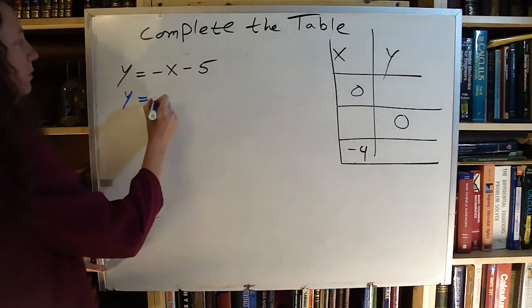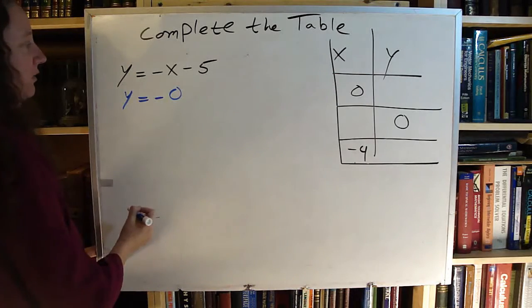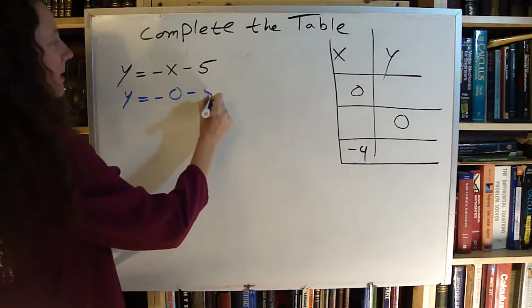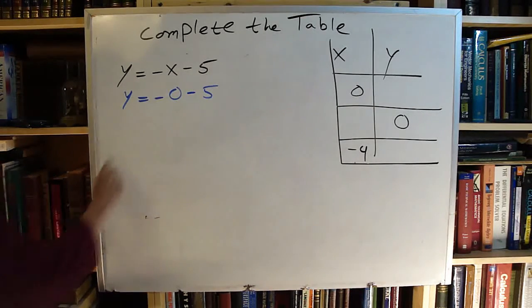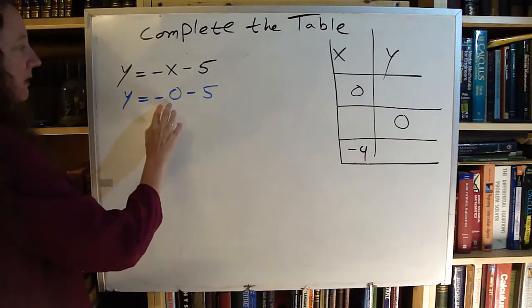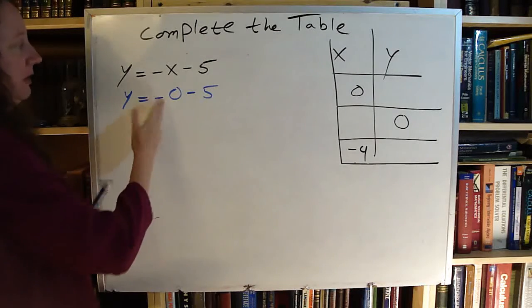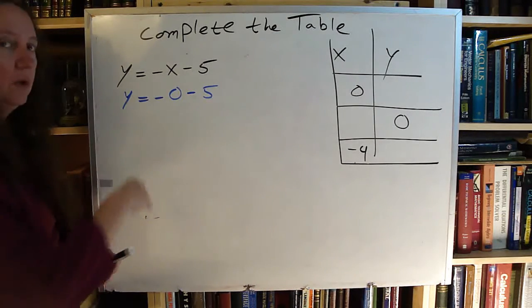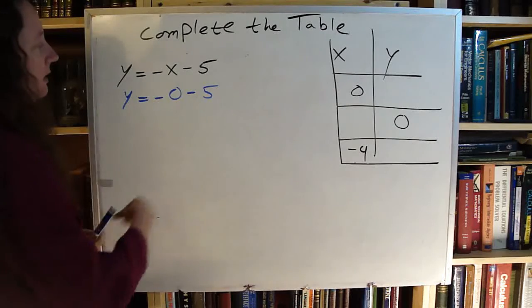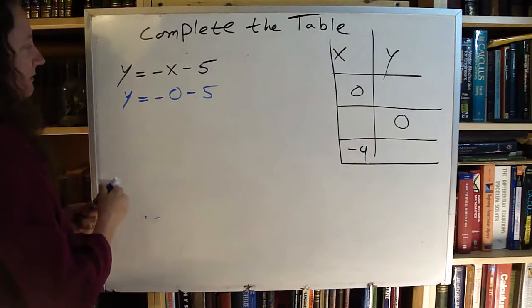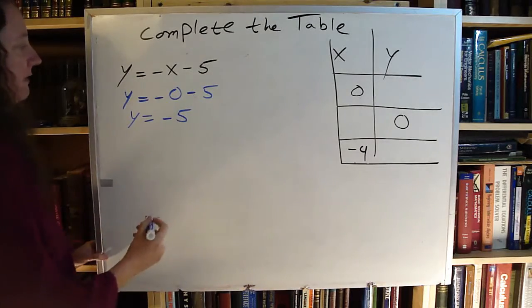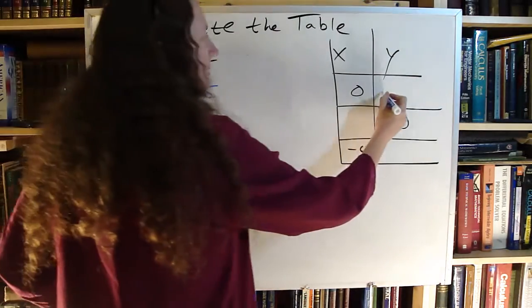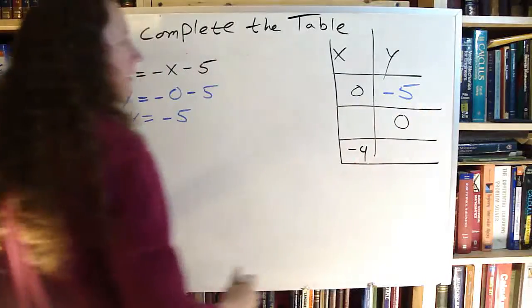So I have y equals negative, replace the x with 0, minus 5. Work the problem out. Negative 0. 0 is neither positive nor negative, so you can ignore the negative sign on the 0. So 0 minus 5. y equals negative 5. Fill in the blank.